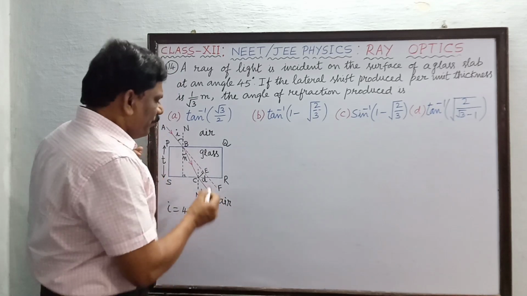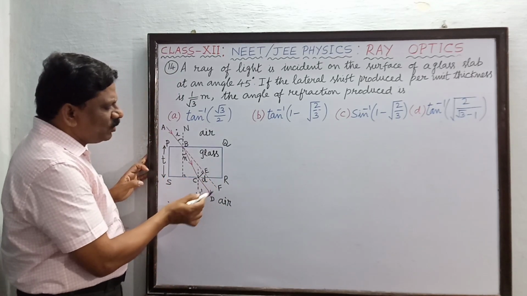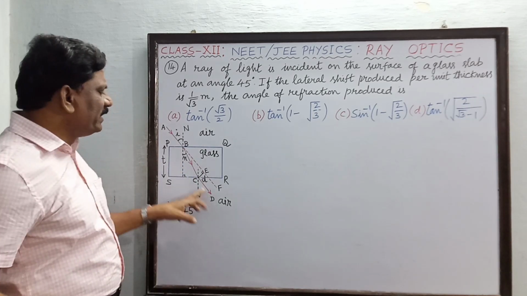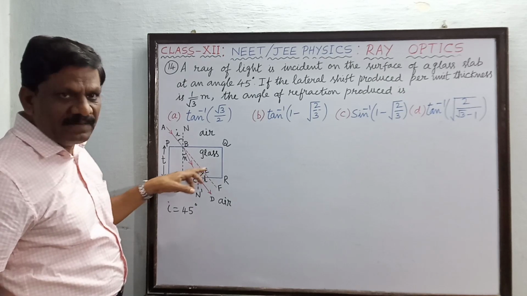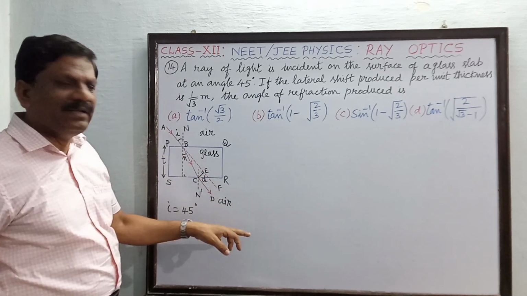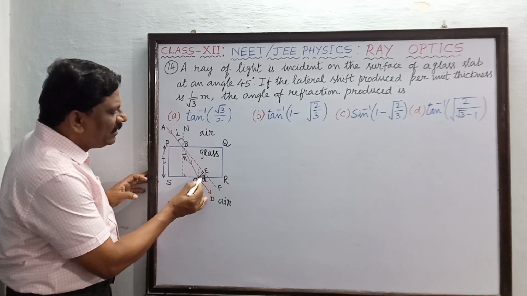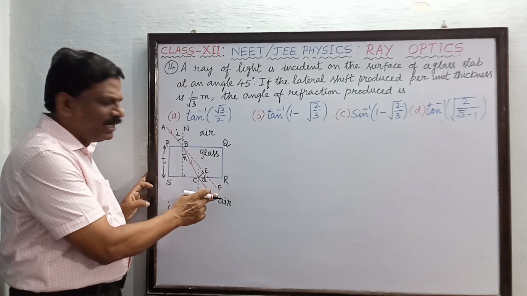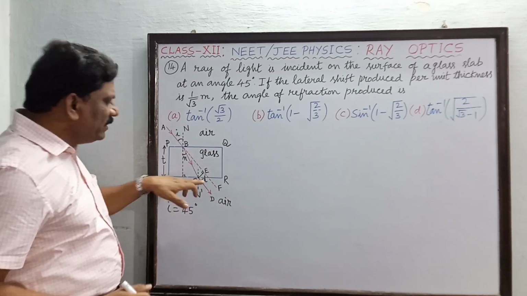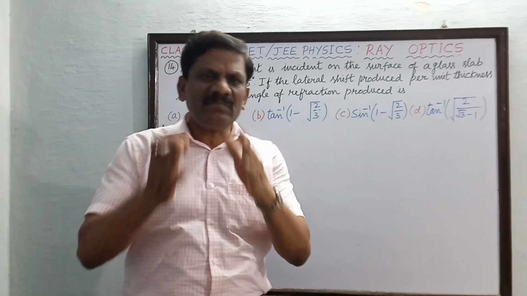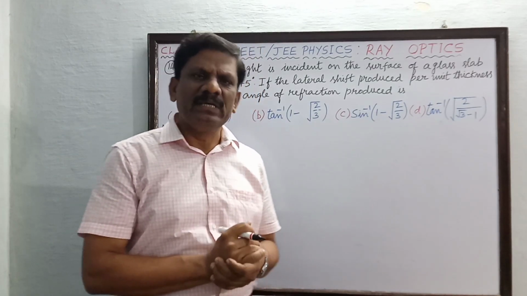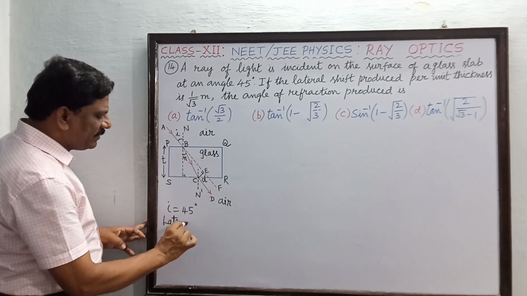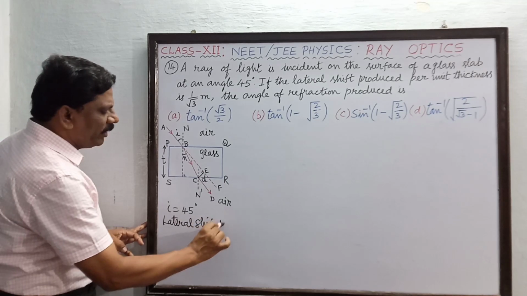The perpendicular distance between these two directions is called the lateral shift. In this picture I have drawn a perpendicular CE to the straight line ABEF. So this distance CE is the shortest distance, or the perpendicular distance, between the incident direction and the emergent ray. That d, small d, is called the lateral shift. So the lateral shift is given by the formula. You have to remember this formula.